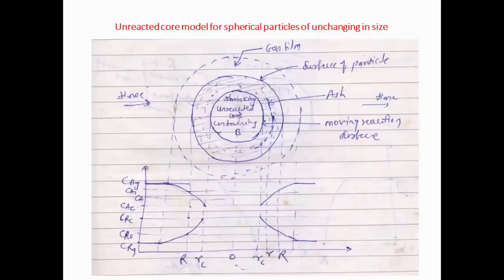So the third step is, whatever A has diffused through the gas film and through the ash layer, this A reacts on the surface of the unreacted core of the particle and product is formed. This is the third step, formation of the product. 3 steps done. Now 2 steps are remaining. Now the fourth step.